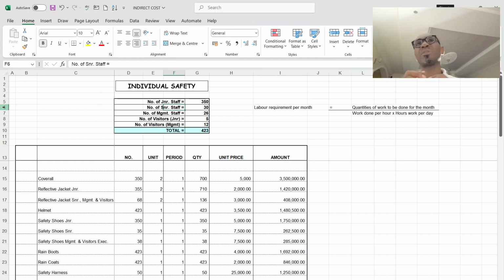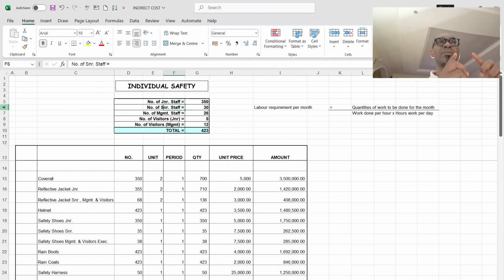I give an instance with concrete work. Say in the bill you have 1,000 cubic meter of concrete, and over time you've been able to establish that within this region, the masons and the labor there, the maximum they can cast in an hour, say it is 2 cubic meter. Then now, you're expected to do, say, 500 cubic meter per month.